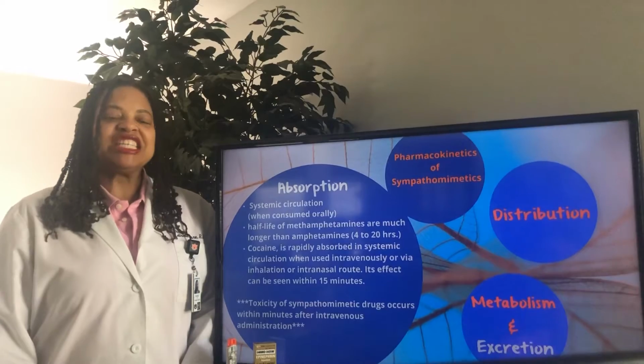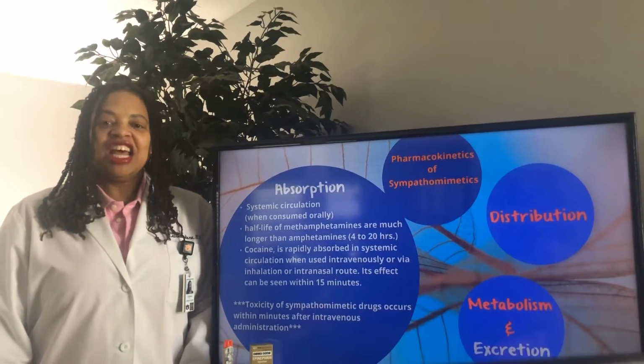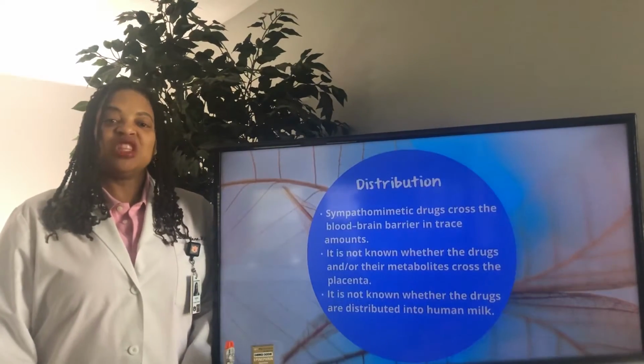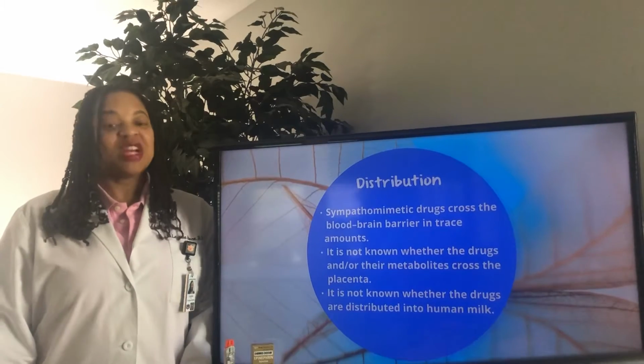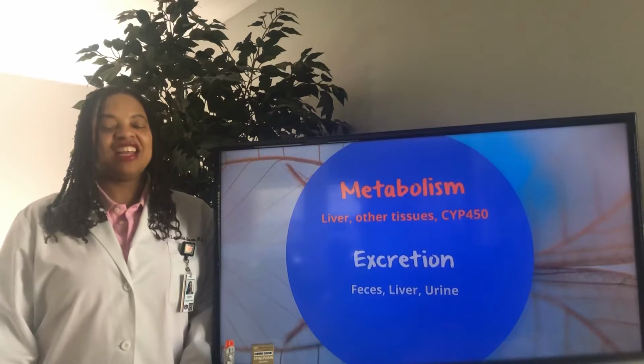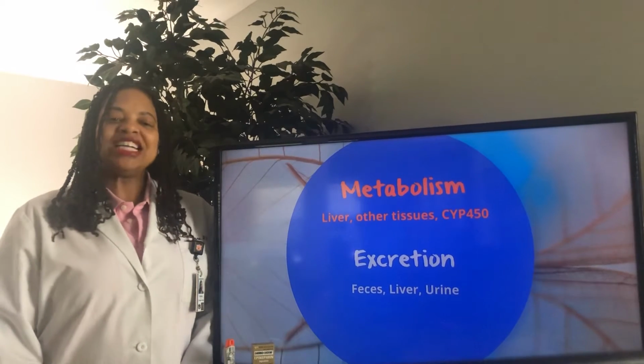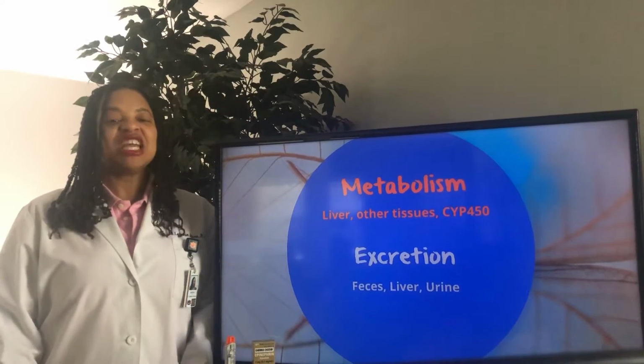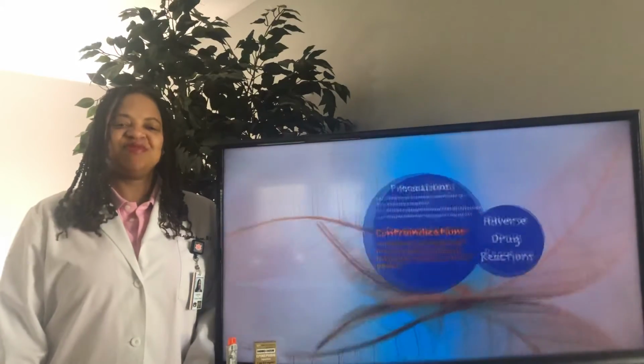Absorption occurs in systemic circulation. It's distributed into the blood-brain barrier in trace amounts, and it's unknown if there's anything to do with the placenta and breast milk. Metabolized in liver and other tissues, and excreted in feces, liver, and urine.